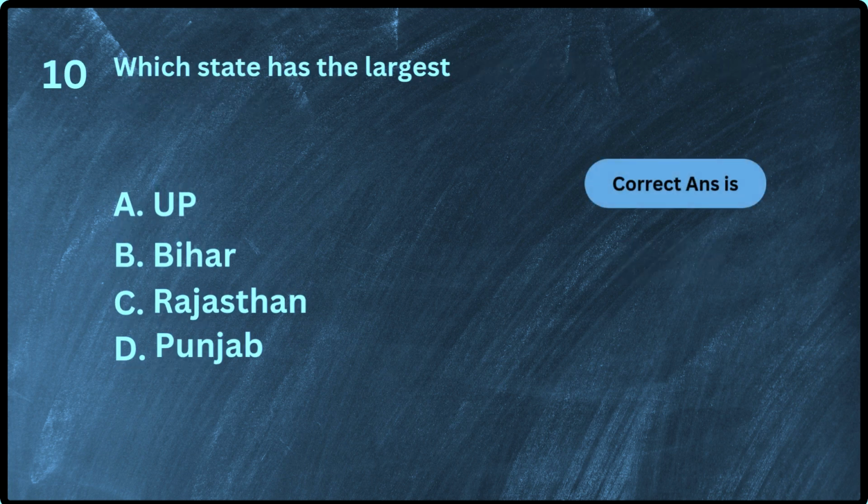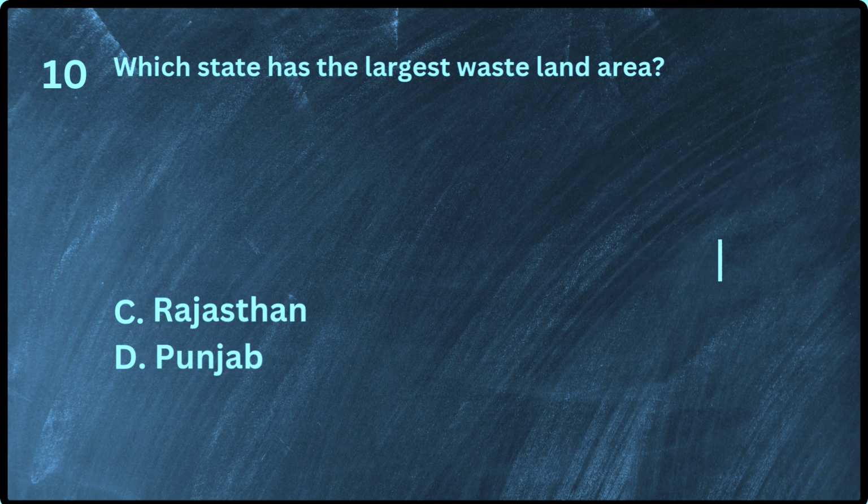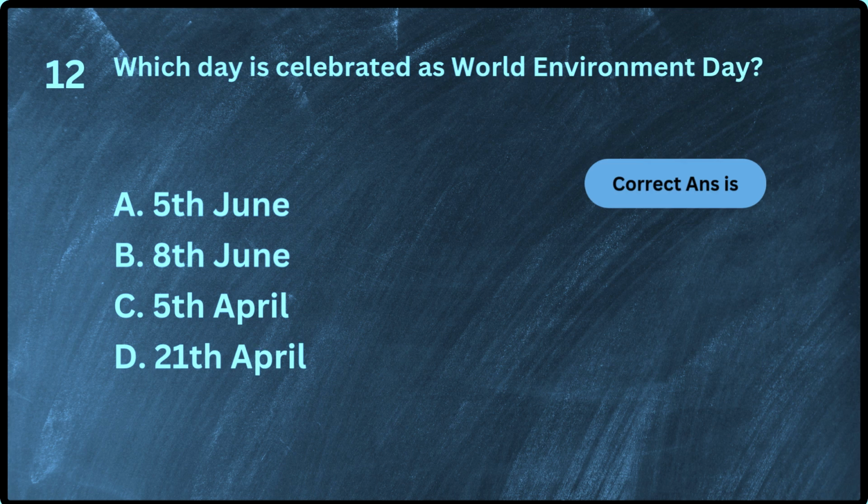Which state has the largest waste land area? Correct answer is option C. Who has been called Napoleon of India? Correct answer is option A. Which day is celebrated as World Environment Day? Correct answer is option A.